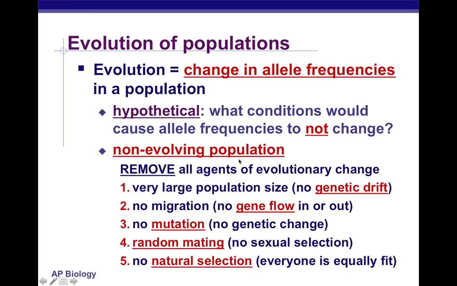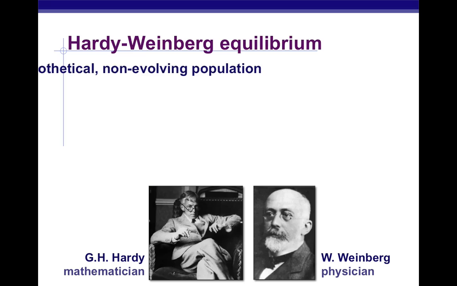So again, this is hypothetical. These are things that need to happen for evolution to not happen, if that makes sense. So again, what would cause allele frequency not to change, i.e. what would stop evolution? These things would need to occur for evolution to stop happening. So those are very important. Again, you guys should be familiar with these. Just think of the agents of evolution. You guys know those, or should know those. So no genetic drift, no gene flow, no mutation, there is random mating, and no natural selection. So those are the things that need to occur for evolution not to occur.